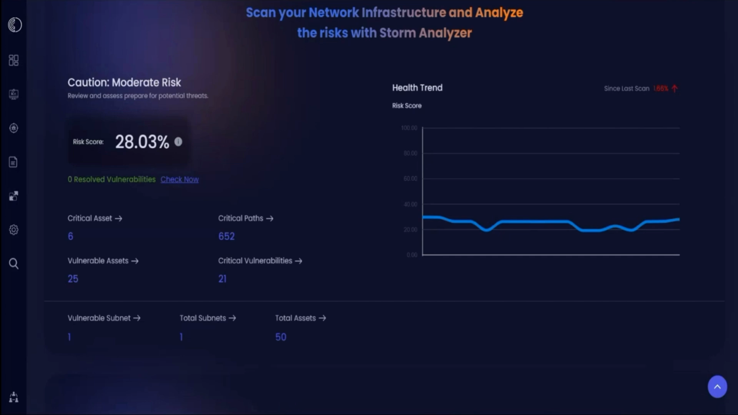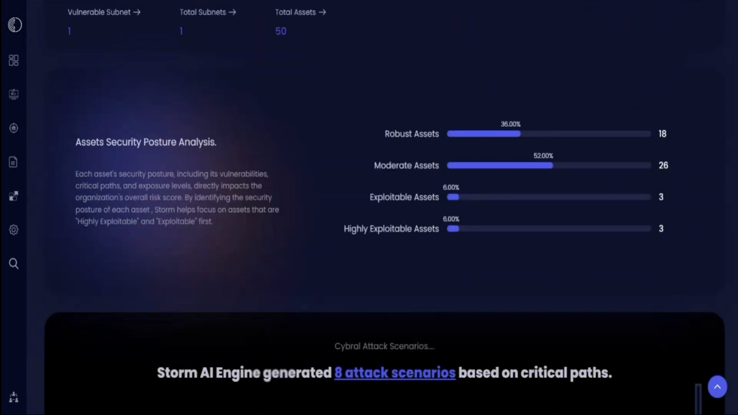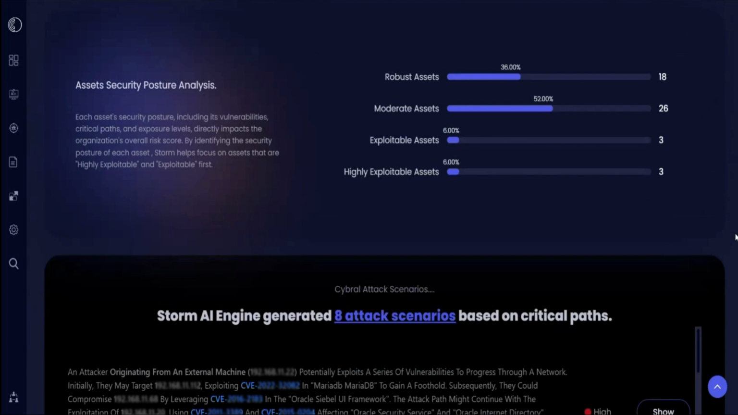The risk score is calculated based on the number of vulnerabilities, the number of critical paths, and the number of critical assets present in the network infrastructure. Additionally, the page categorizes assets based on their security posture. These categories include assets with a very good security posture, moderate assets, exploitable assets, and highly exploitable assets.